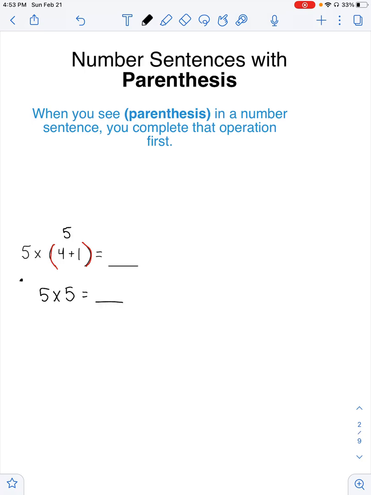Okay, so now I just do this like normal. So I do 5 times 5 to find out the answer to the number sentence. So 5, 10, 15, 20, 25. So the answer to this kind of complicated looking number sentence is 25.